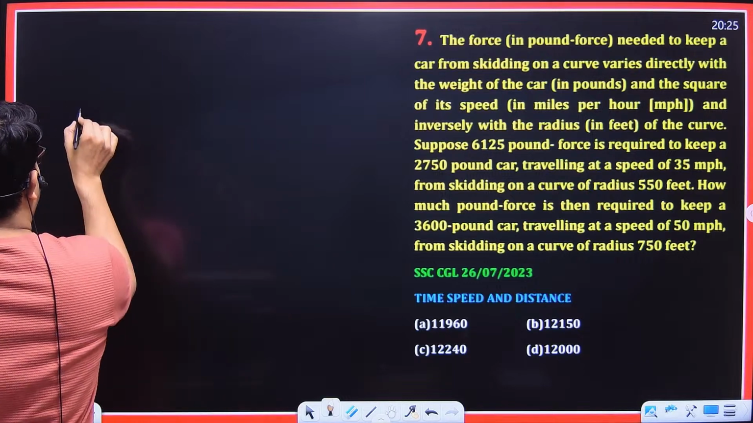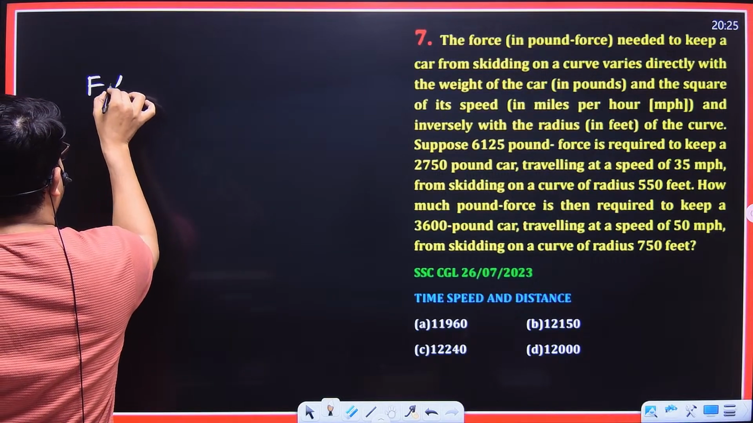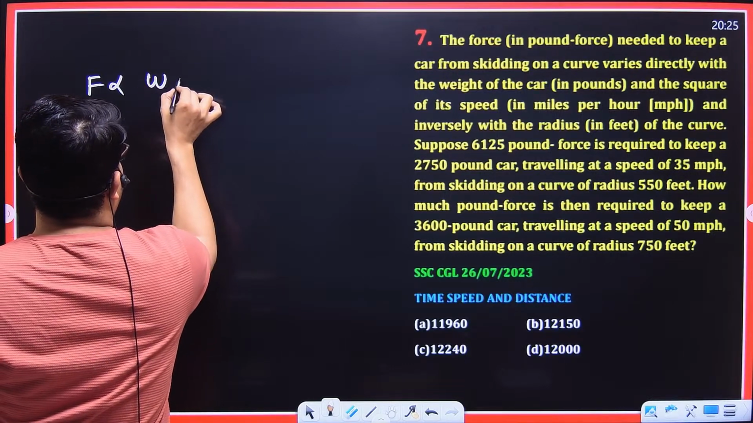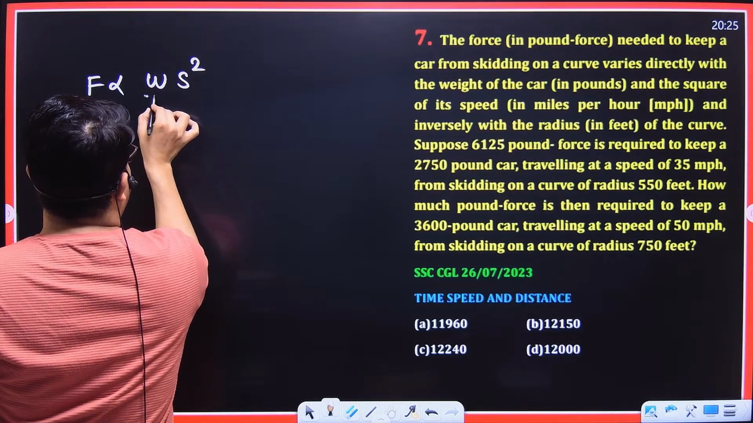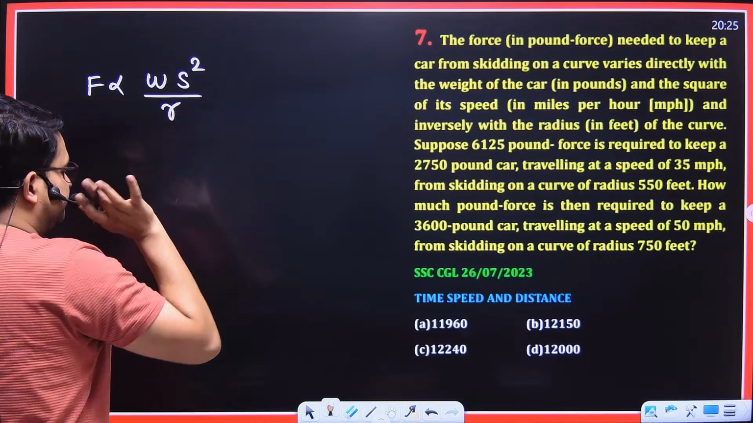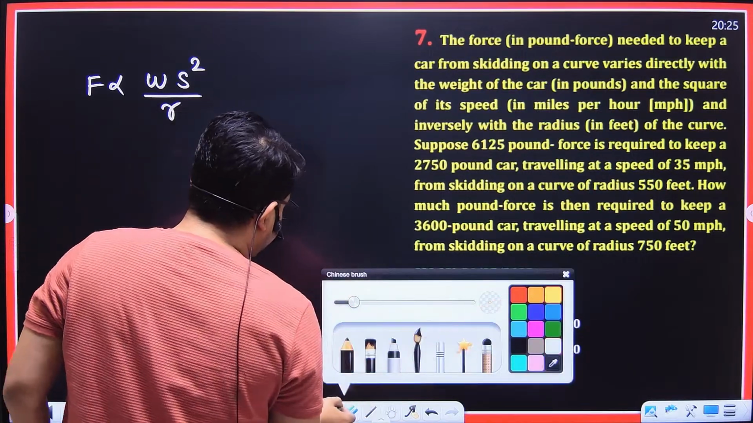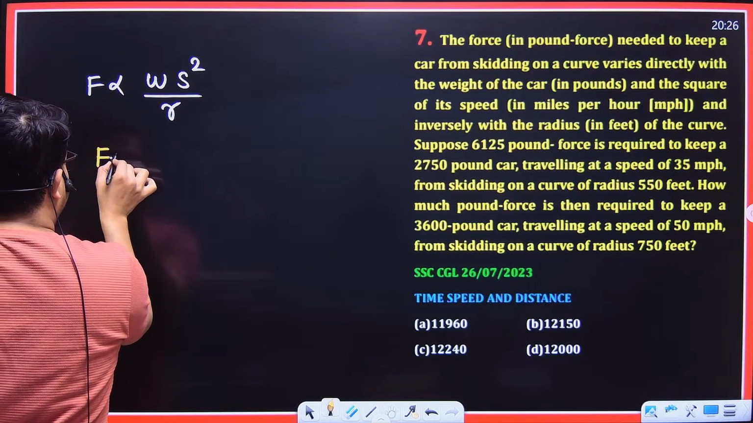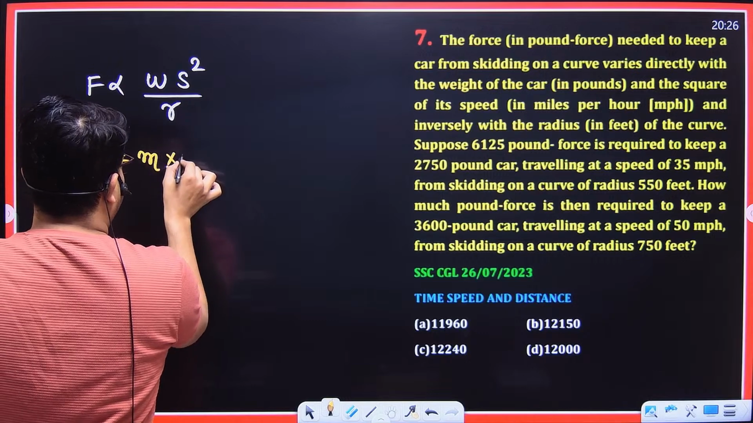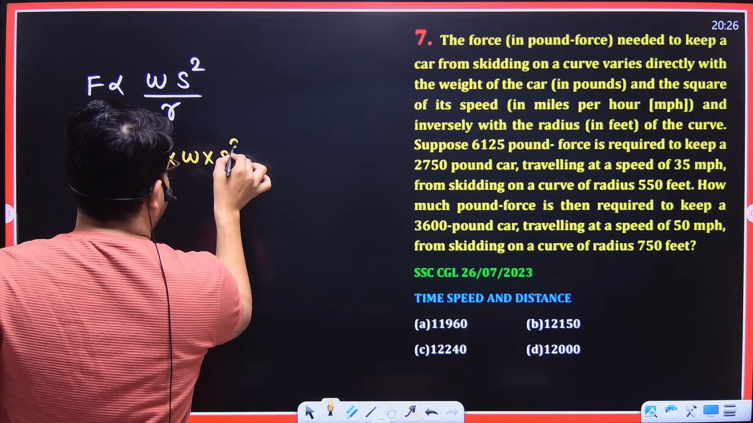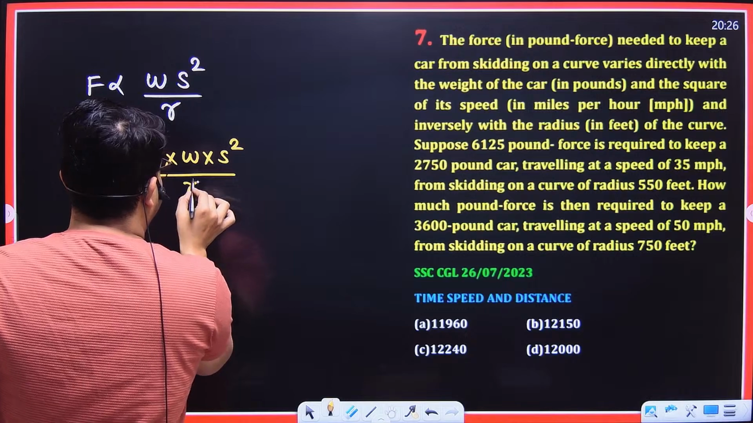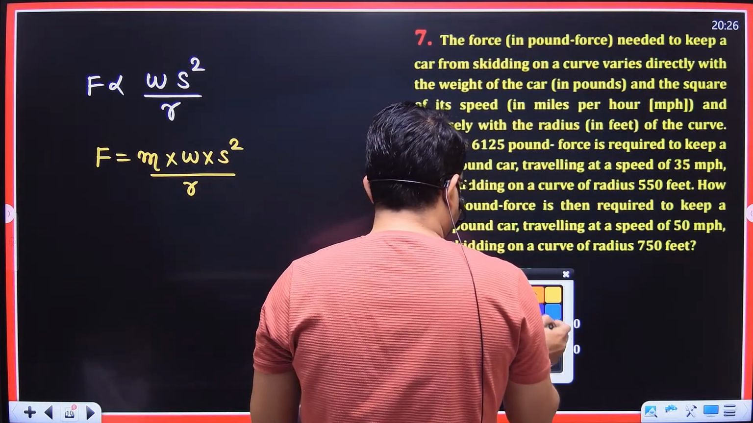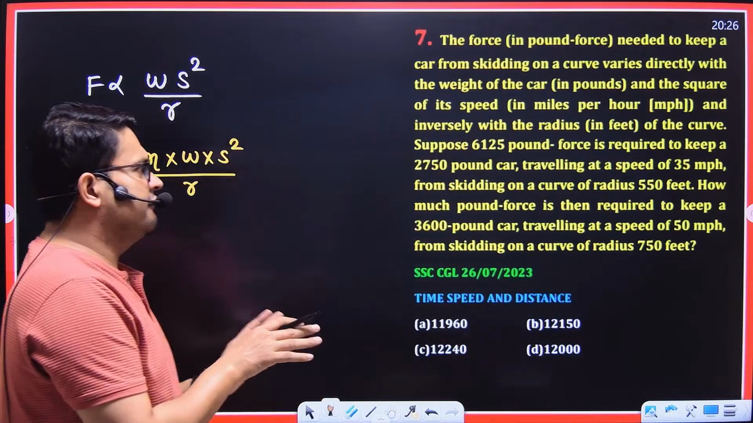So we have a condition that force is directly proportional to the weight of the car into the square of the speed, and inversely proportional to the radius of the curve. This one is given. When we remove this proportionality sign, we write a constant. Suppose m is our constant: m into w into s square upon r. We have been given some data. Then we will calculate the value of m first. In such kinds of questions, first of all, we calculate the value of m.